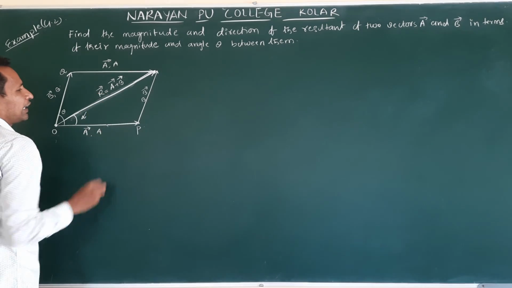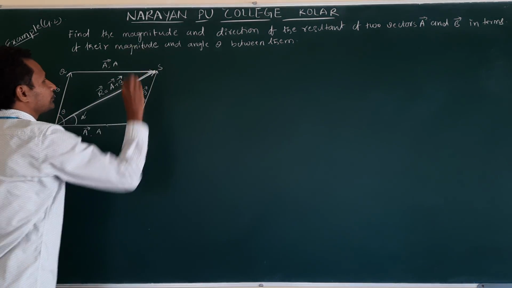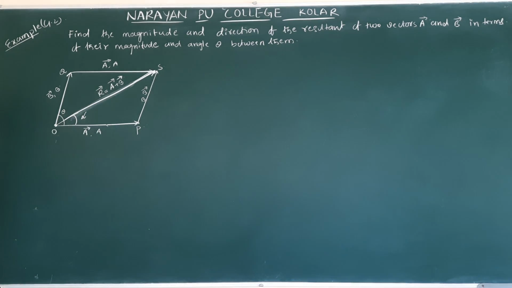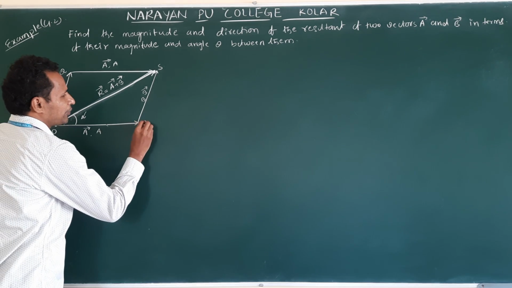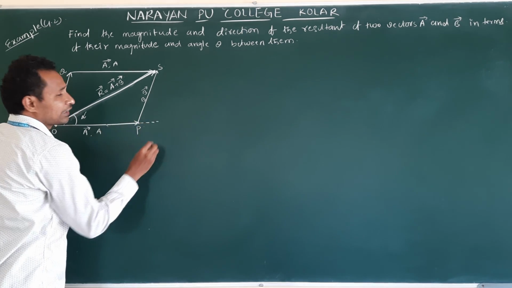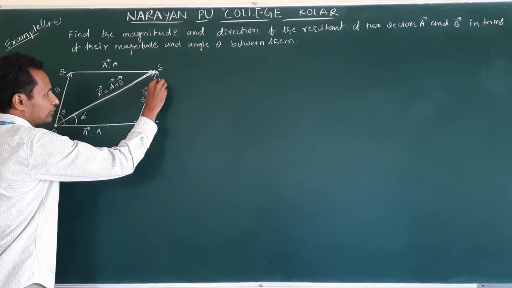So to find this R, this is O, P, Q, and this you take as S. Don't take it as R, O, P, Q, R, because we have already used R. Okay? So for our convenience to find R, I am extending this line. Why? You will come to know now. I am drawing one line from S.